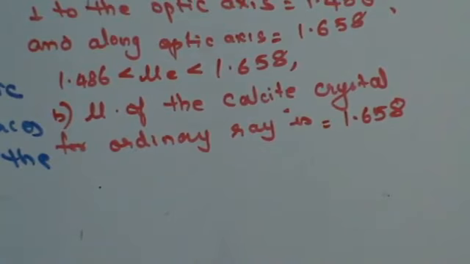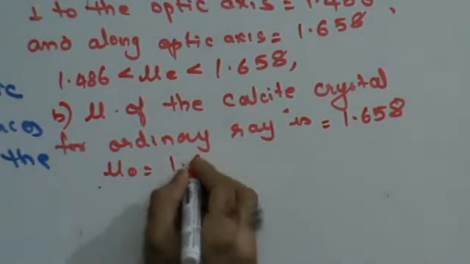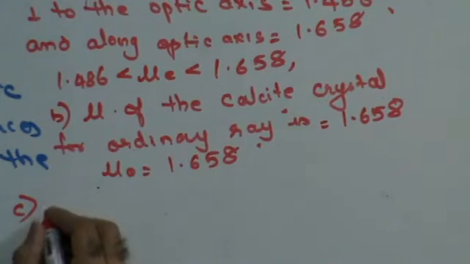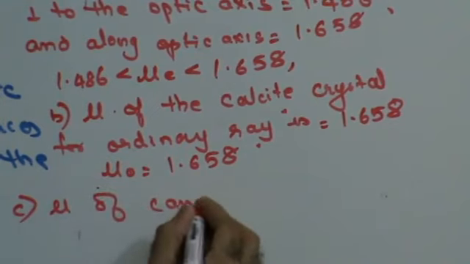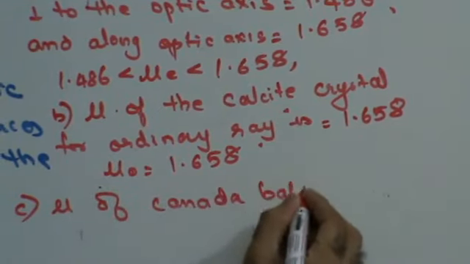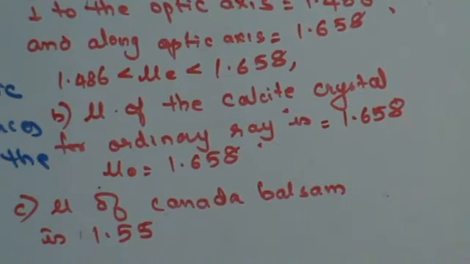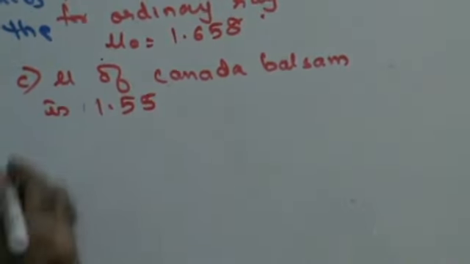Fine. That means the refractive index of the ordinary ray is 1.658. Right. Now, why did we choose Canada balsam? The refractive index of Canada balsam is 1.55. These are your three refractive indexes, and all these refractive indexes are calculated for sodium light having a wavelength of 5893 Armstrong units.